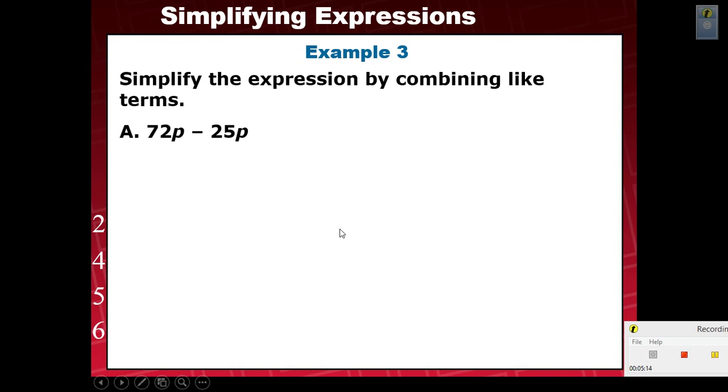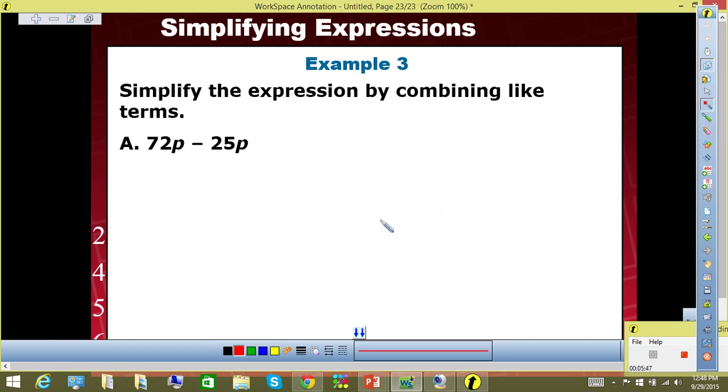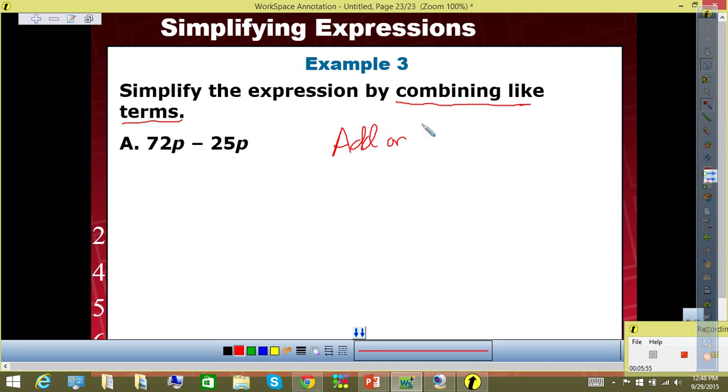So that brings us here. Let's do some practice on combining like terms. Write this one down. Example 3. Simplify the expression by combining like terms: 72p minus 25p. All right? And the reason I'm revisiting this is so that we are aware that we are doing what? Combining like terms.